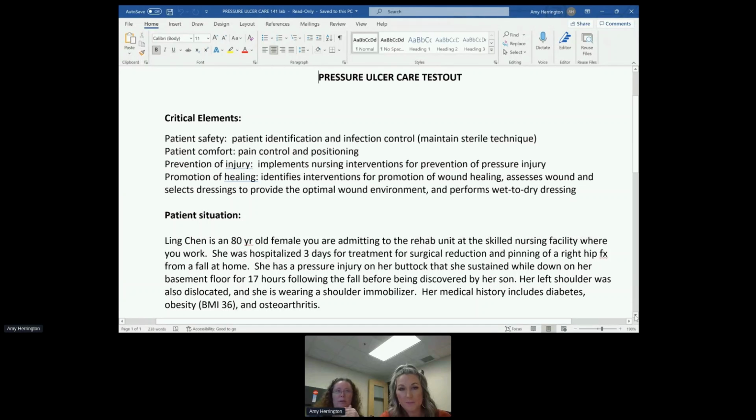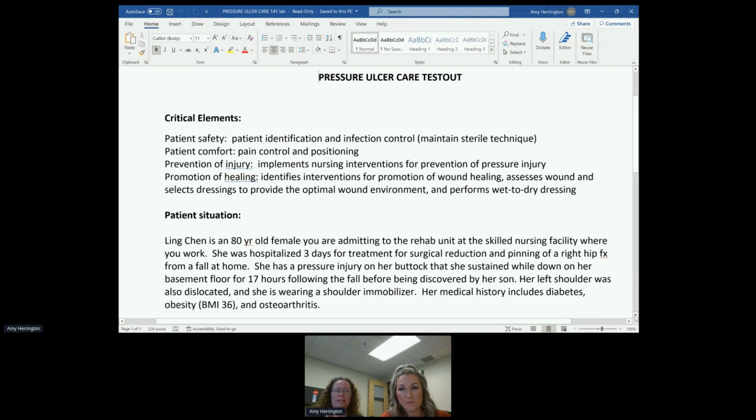So this normally was a checkoff sheet, satisfactory, unsatisfactory, and it was kind of like a grid. I'm pretty sure you guys are kind of familiar with that. The students come in for their test out, and you just check, okay, yep, they did step 1, step 2, step 3, step 4. So now we've changed this pressure ulcer care test out to include the critical elements.